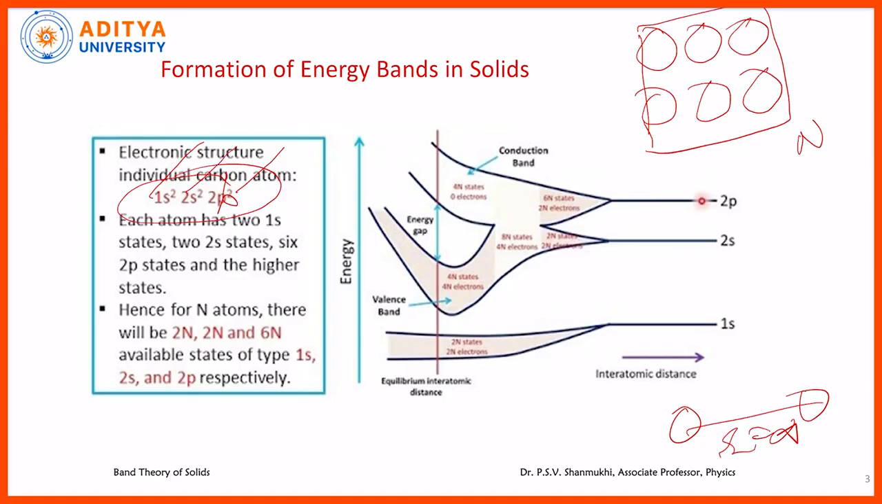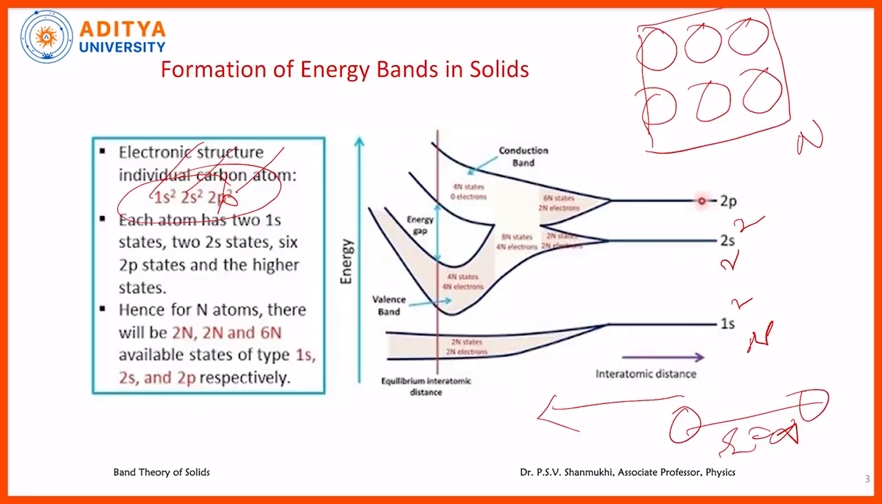This is the direction of decreasing interatomic distance. As the atoms are brought closer and closer, N 1s2 levels will be there, N 2s2 levels will be there. In that way, all the same kind of electrons form energy bands. So they form different energy bands like this.